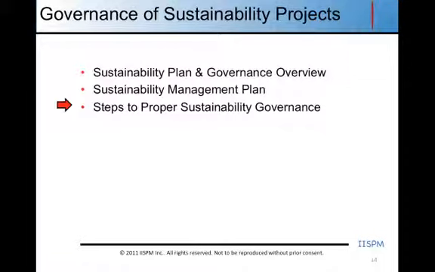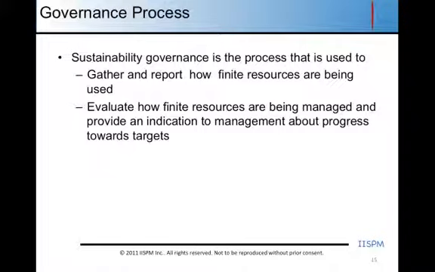So now we look at proper sustainability governance. There's an underlying assumption when we talk about sustainability governance is that we expect that projects are being governed appropriately in an organization today. So sustainability governance is the process that is used to gather and report on how the finite resources in an organization are actually being used, evaluate how they're being managed, and be able to provide concise information to management and the executive about how we're progressing towards our targets.